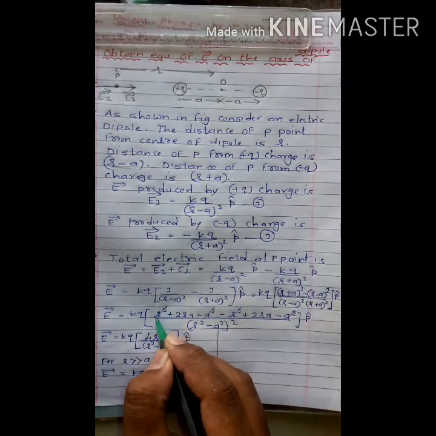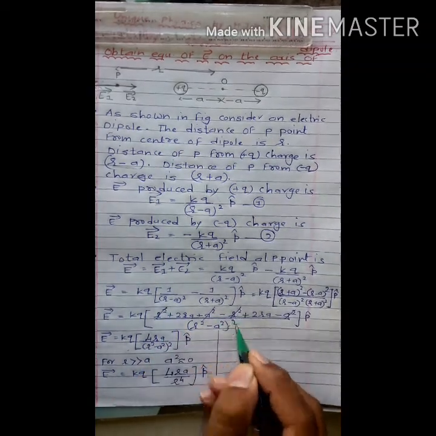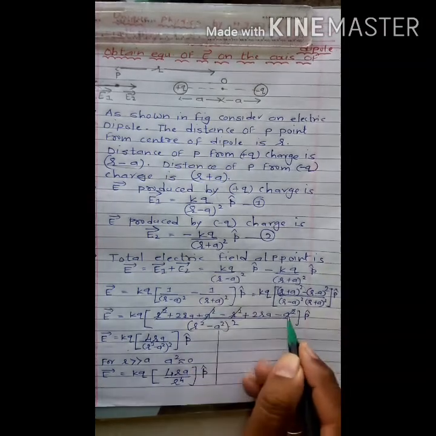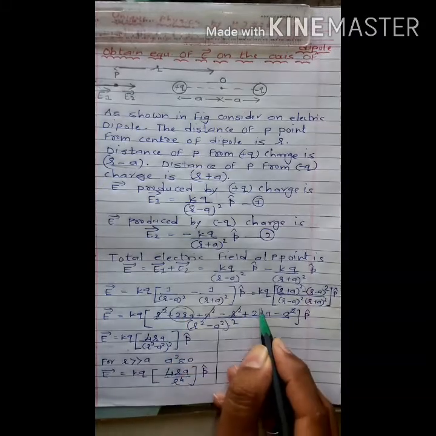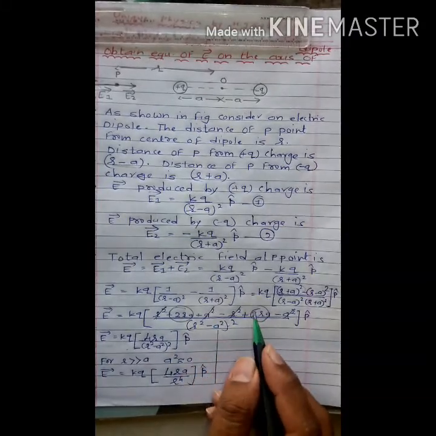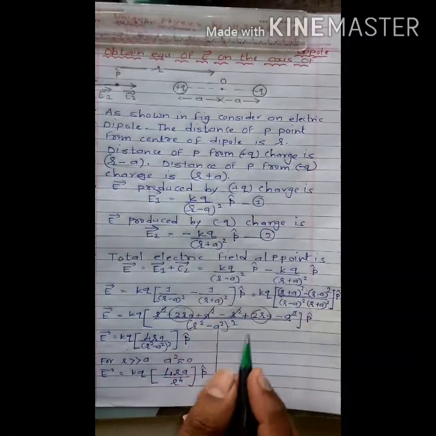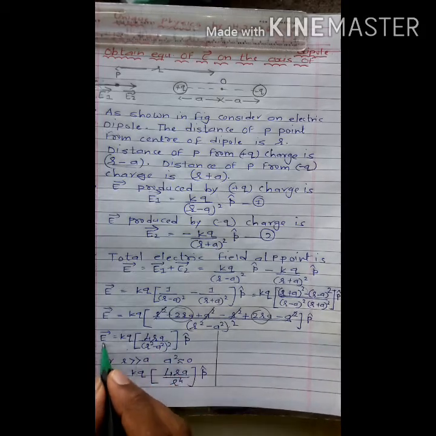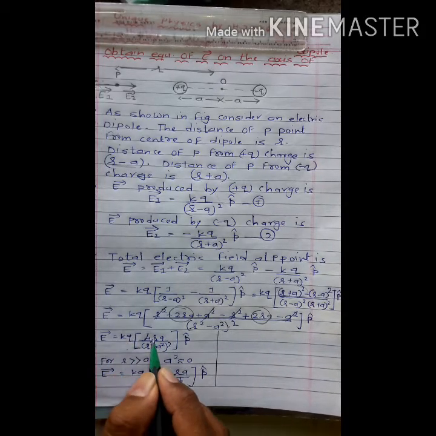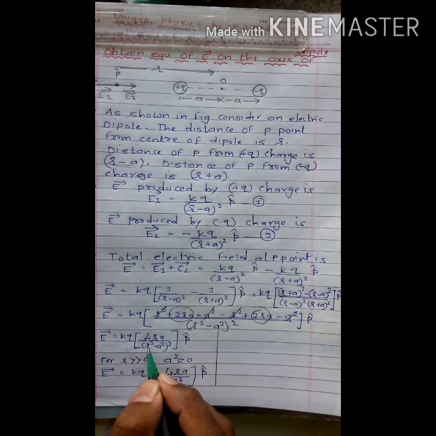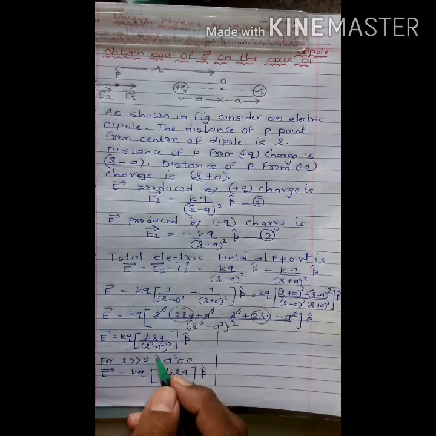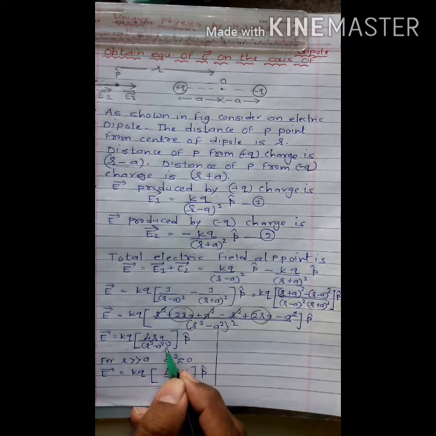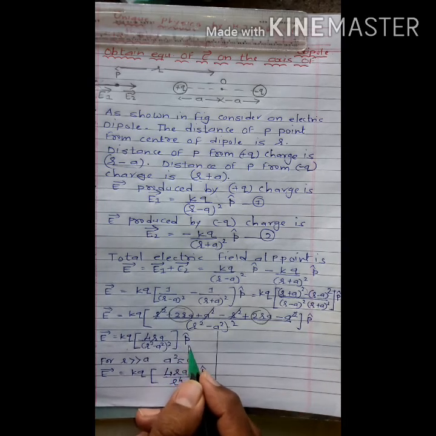Here plus R square and minus R square will cancel out, plus A square and minus A square will cancel out, and we have remaining 2RA plus 2RA. So try to solve this term. 2RA plus 2RA becomes 4RA. So vector E is equal to KQ into square bracket 4RA divided by R square minus A square, remaining term, denominator term as it is, (R square minus A square) raised to whole square, bracket over into P cap.